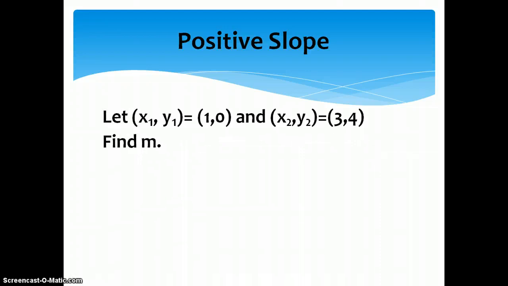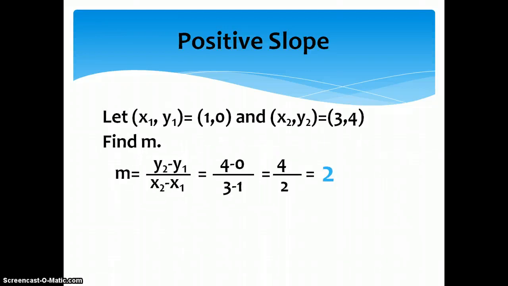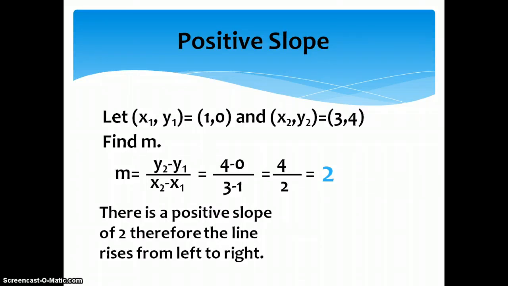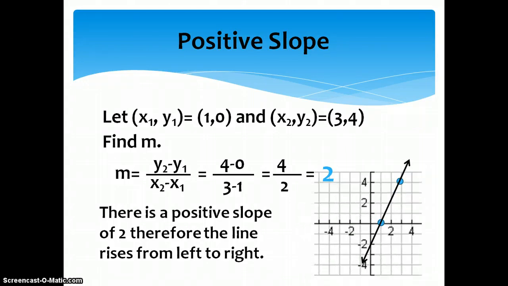Now we're going to look at different types of slope and calculate each one so you can see how they change. Here we've picked 2 points on the line, (1, 0) and (3, 4). Find slope by plugging in the numbers to the formula. y2, which is 4, minus y1, which is 0, divided by x2, which is 3, minus x1, which is 1. And we come up with 4 divided by 2, which gives us 2. There's a positive slope of 2, therefore the line rises from left to right.